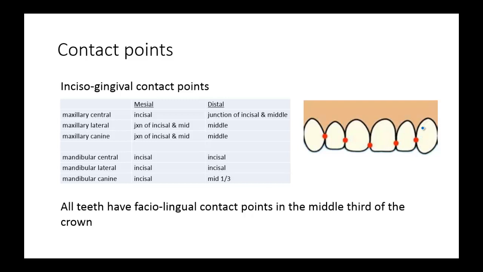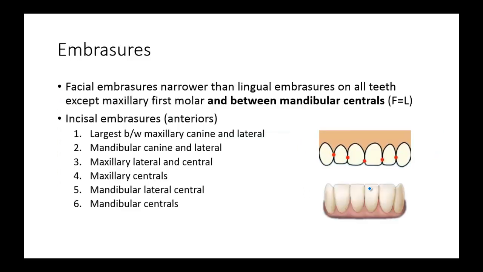Good luck. And then all teeth have a facial lingual contact point in the middle third of the crown. We went over that too. It's just a rule for all teeth, so you don't have to worry about that. So embrasures. Facial embrasures are narrower than lingual embrasures on all teeth, and the only exception to that is the maxillary first molar, where the facial embrasure is wider than the lingual, and then between the mandibular centrals, which is what we're going to talk about today, where the facial is actually equal to the lingual embrasure.